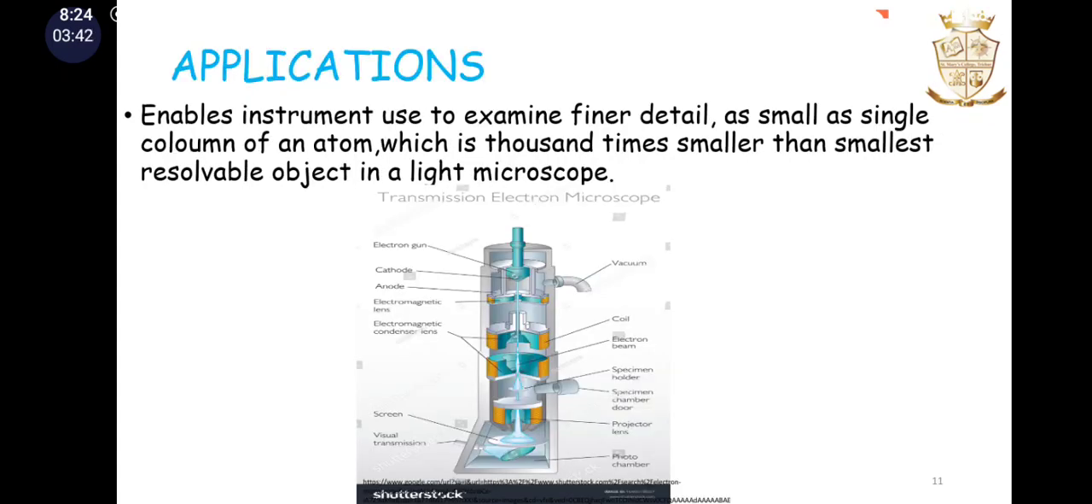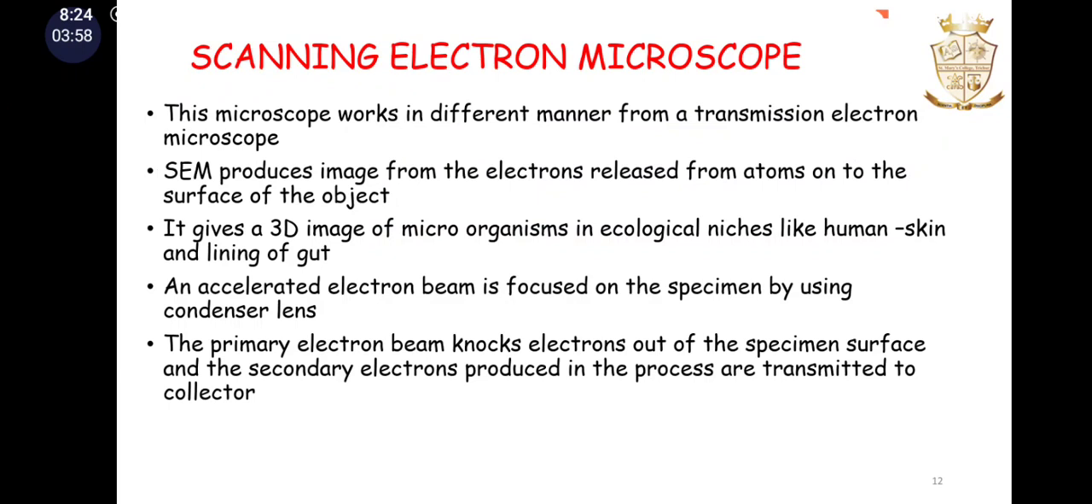Here is the diagrammatic representation of TEM, and its application: it enables the instrument to examine finer detail, as small as a single column of atoms, which is 1,000 times smaller than the smallest resolvable object in a light microscope. Scanning electron microscope. Next, this microscope works in a different manner from a transmission electron microscope. SEM produces images from the electrons which are released from the atoms on the surface of an object.